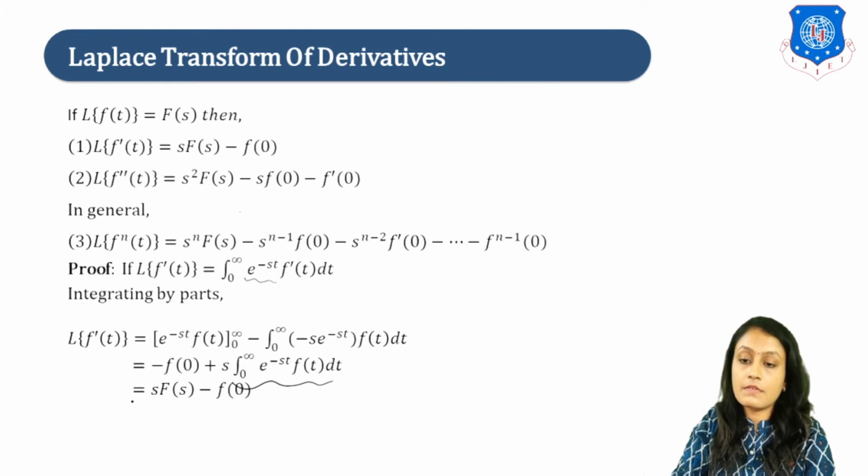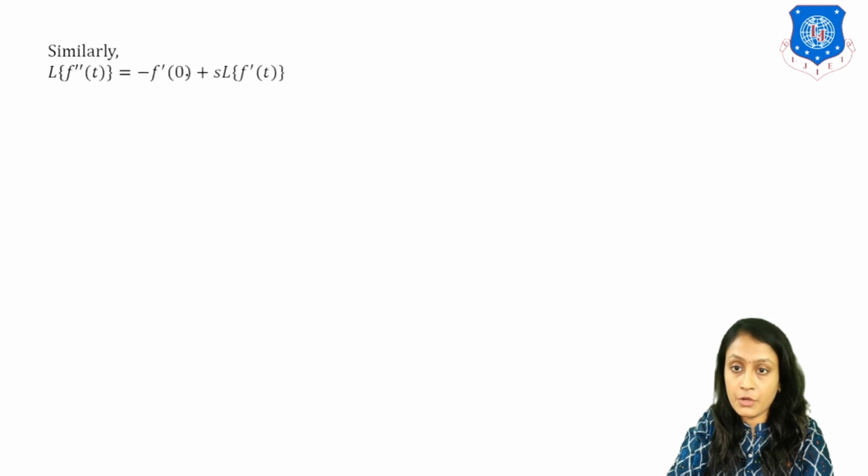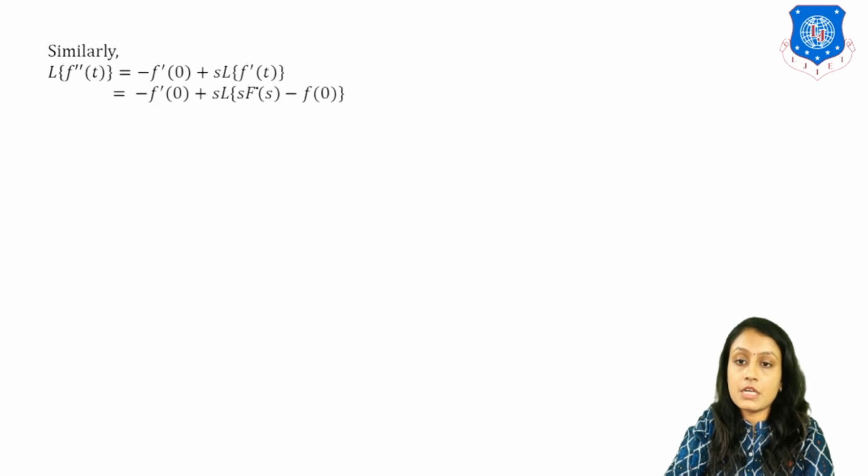So Laplace transform of f dash t is what? sF(s) minus f(0). Similarly we can find Laplace transform of f double dash t. So what you will get: minus f dash 0 plus s times Laplace transform of f dash t. Now we know Laplace transform of f dash t is sF(s) minus f(0). So from this, on simplification, what we will get? s square F(s) minus s f(0) minus f dash 0.